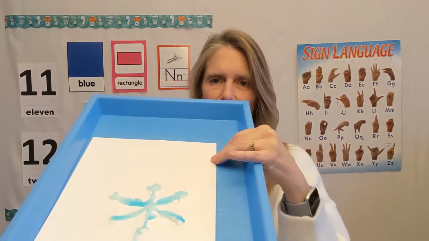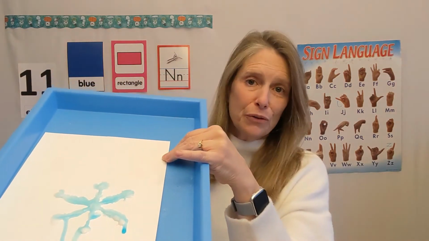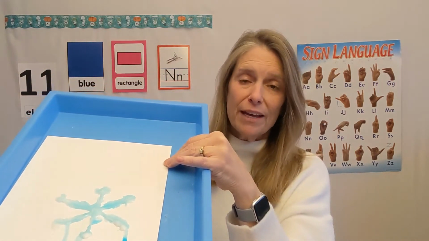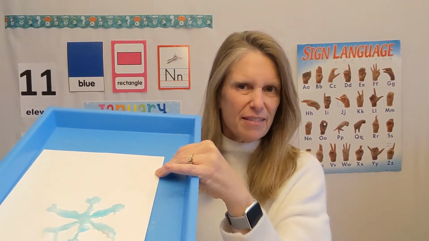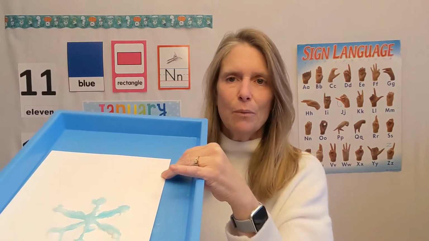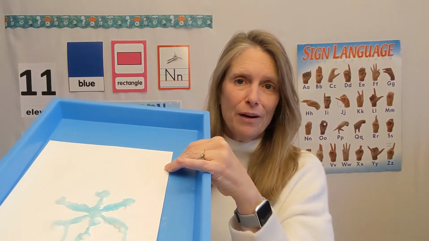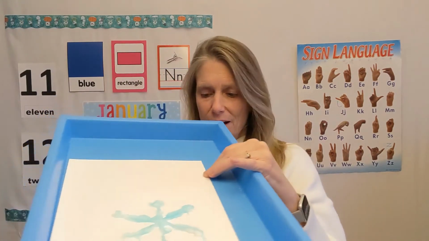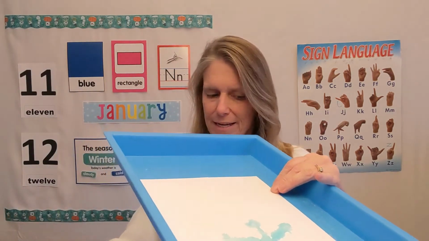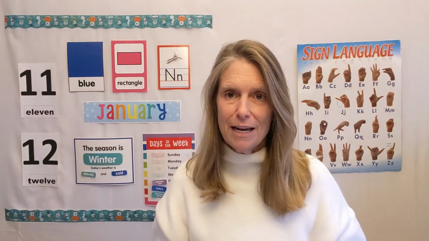So you can experiment with that today too. I used glue first, made the design of a snowflake, then I poured salt on it. Probably should have let it dry a little bit longer because I think it would have stuck better. And then I put the watered down food coloring on there, and I get a crystal looking snowflake. Isn't it beautiful?